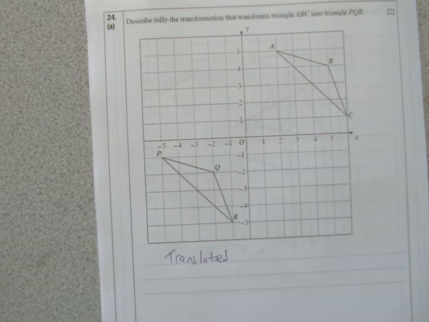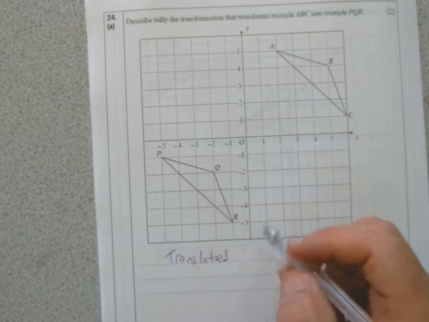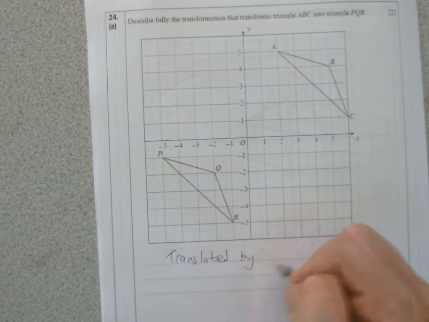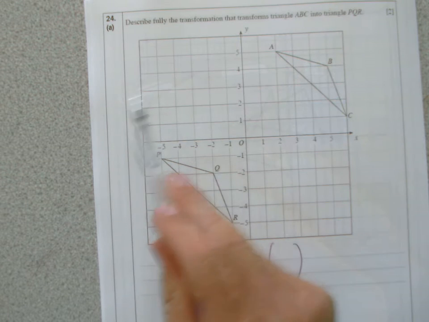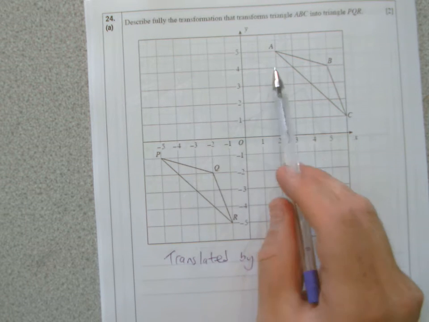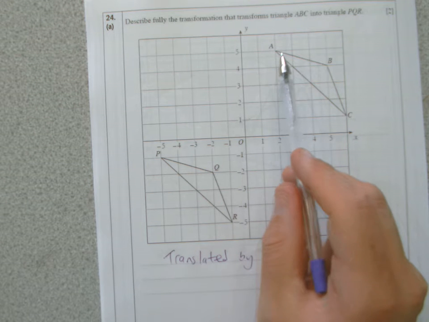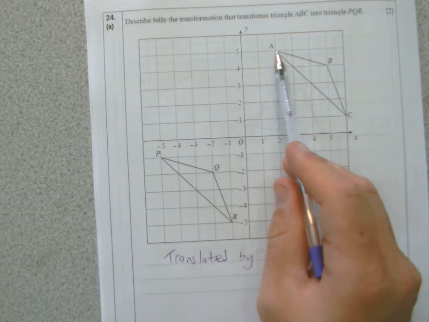But you can't just say translated, you need a bit more detail. With 2 marks, you get a mark for saying that. For the second mark, you've got to say what it's been translated by. For that, you need a column vector. It's no good saying you moved it back or down, whatever. You need to state specifically what it's moved by in terms of the column vector.